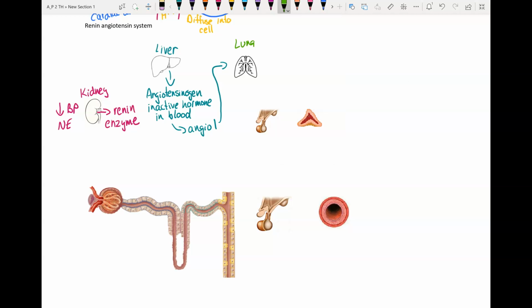Your lungs have ACE, angiotensin converting enzyme. That converts angiotensin 1 to angiotensin 2. So this is now your SpaghettiOs come out of the microwave. They're hot. They're ready to go.